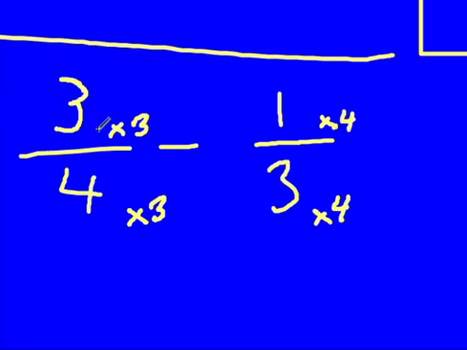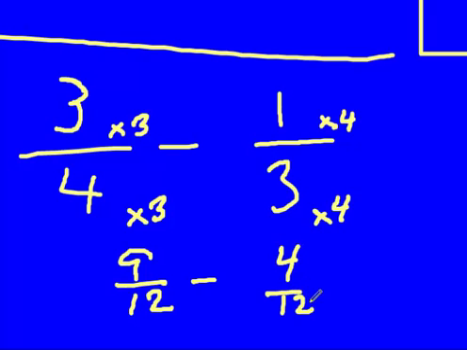Right, so that gives me 9 out of 12. So if I do 9 over 12 and I try to subtract 4 over 12, so what's my answer then? 9 take away 4 is 5 over 12. Is that what you got?